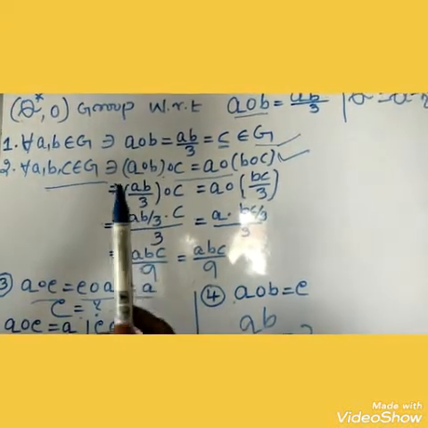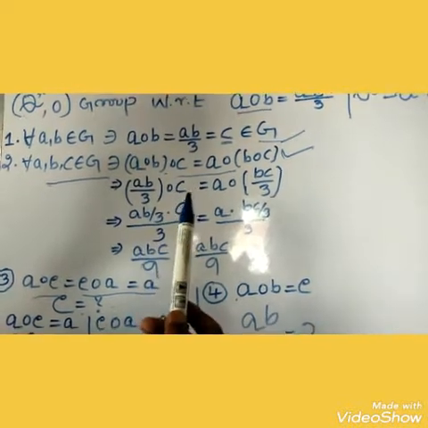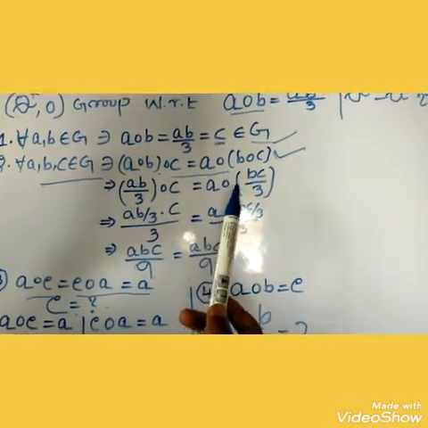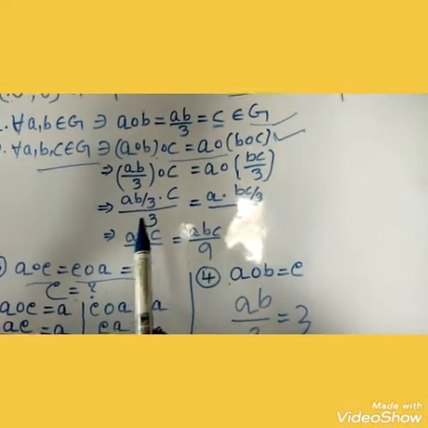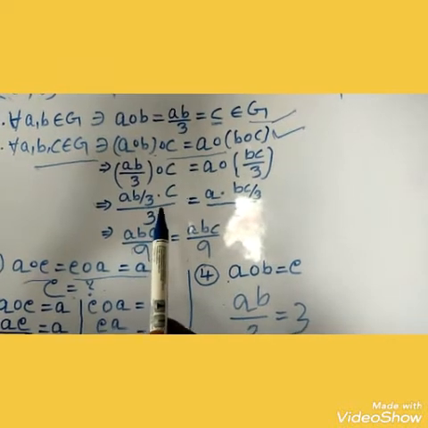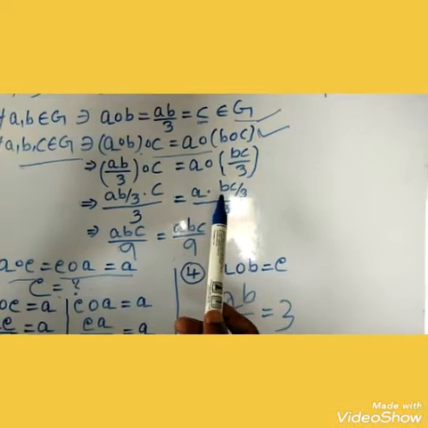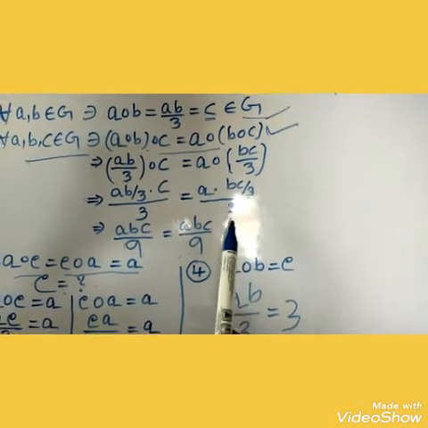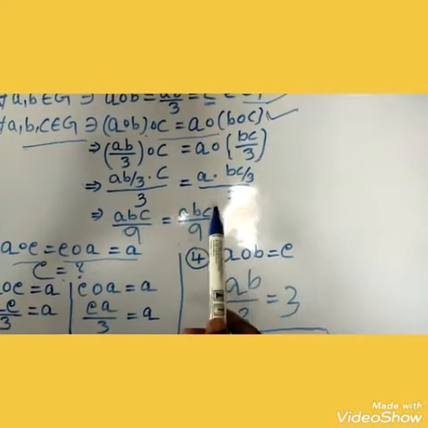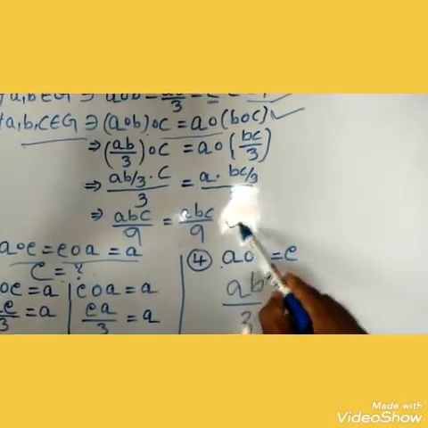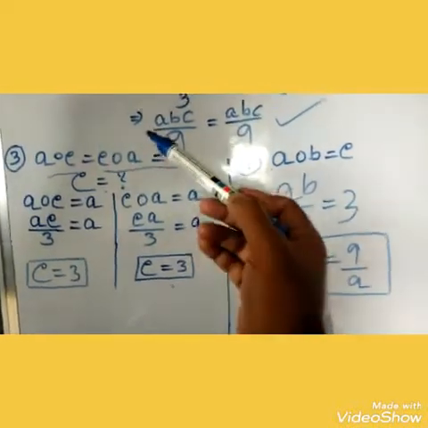Now we will check. A circle B, how can we write it? (AB by 3) circle C is equal to A circle (BC by 3). From this we can write AB by 3 into C by 3, and from the other side, A into BC by 3 by 3. So both give ABC by 9. So this satisfies the associative property.